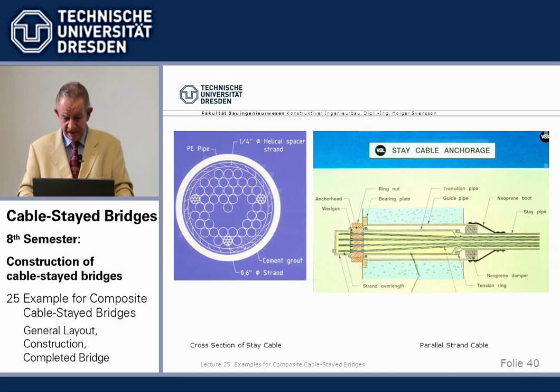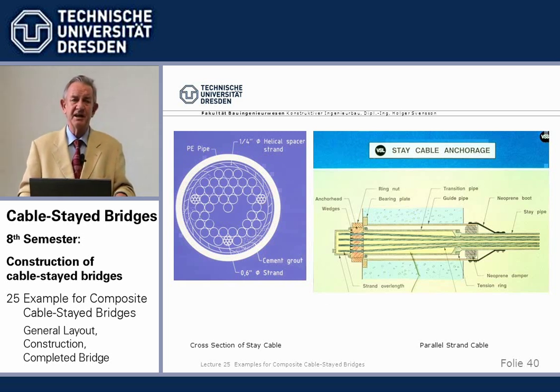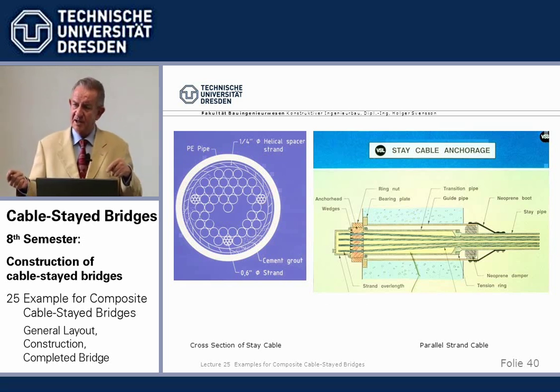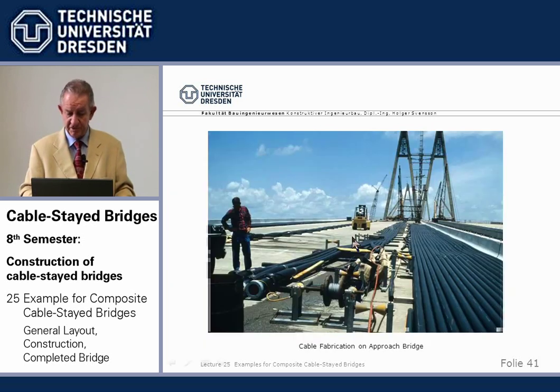So stay cables were a little special. I mean, the design was in the early 80s, and it was a mixture between shop fabricated and fabricated on site. First of all, strand cables. And this is a typical strand cable. You see here the cross section, but it was still cement grouted, which we later did not do anymore. And here the anchorage with the wedges, you know all about it.